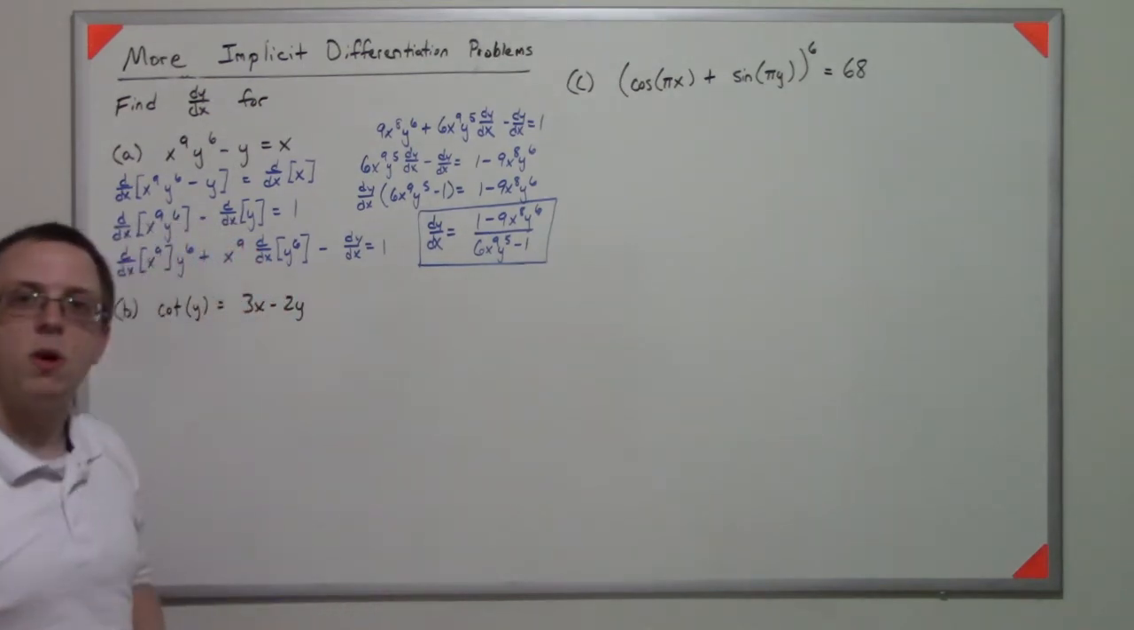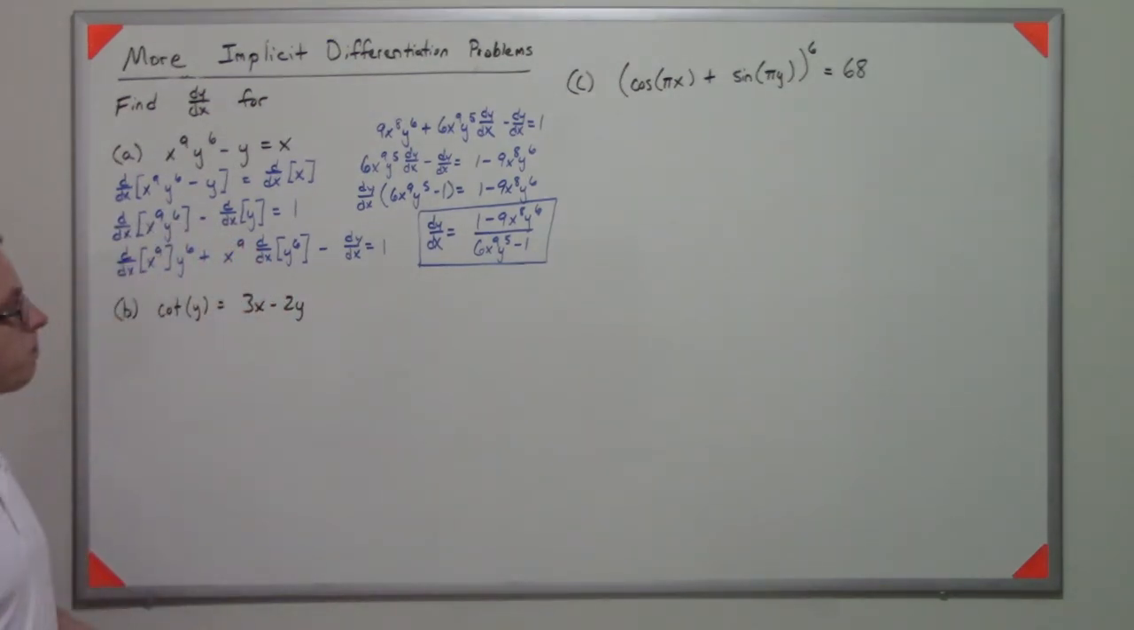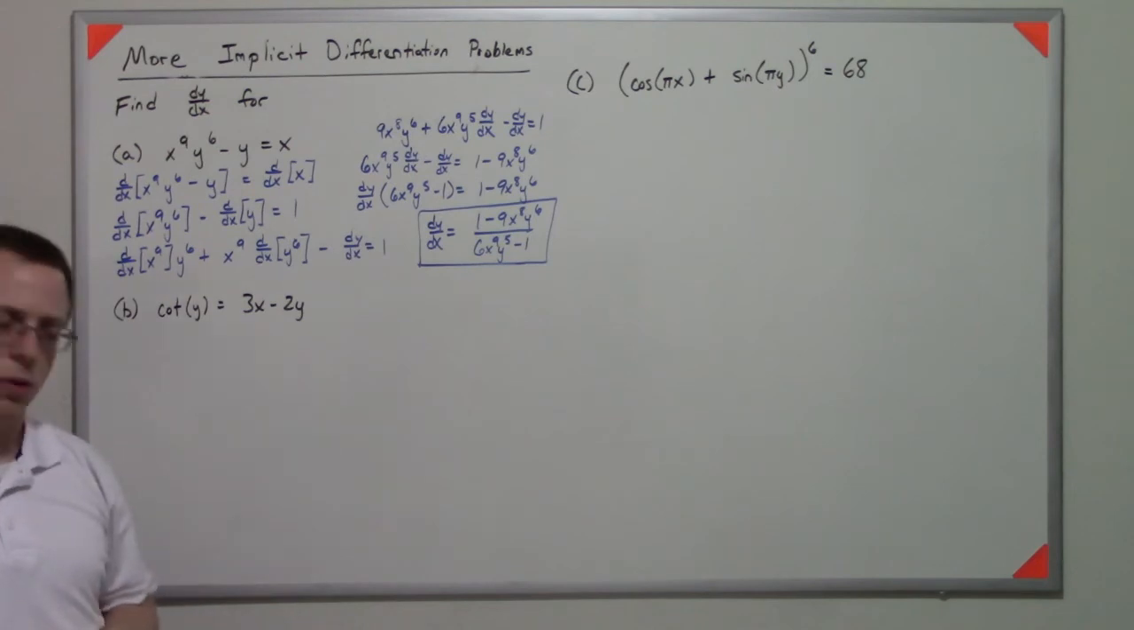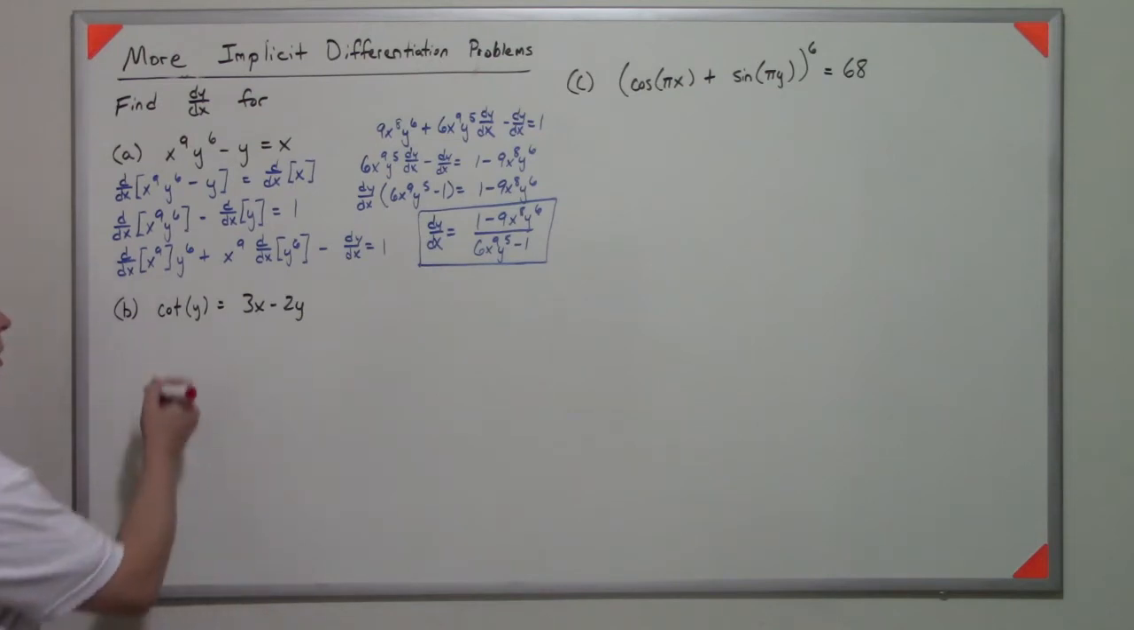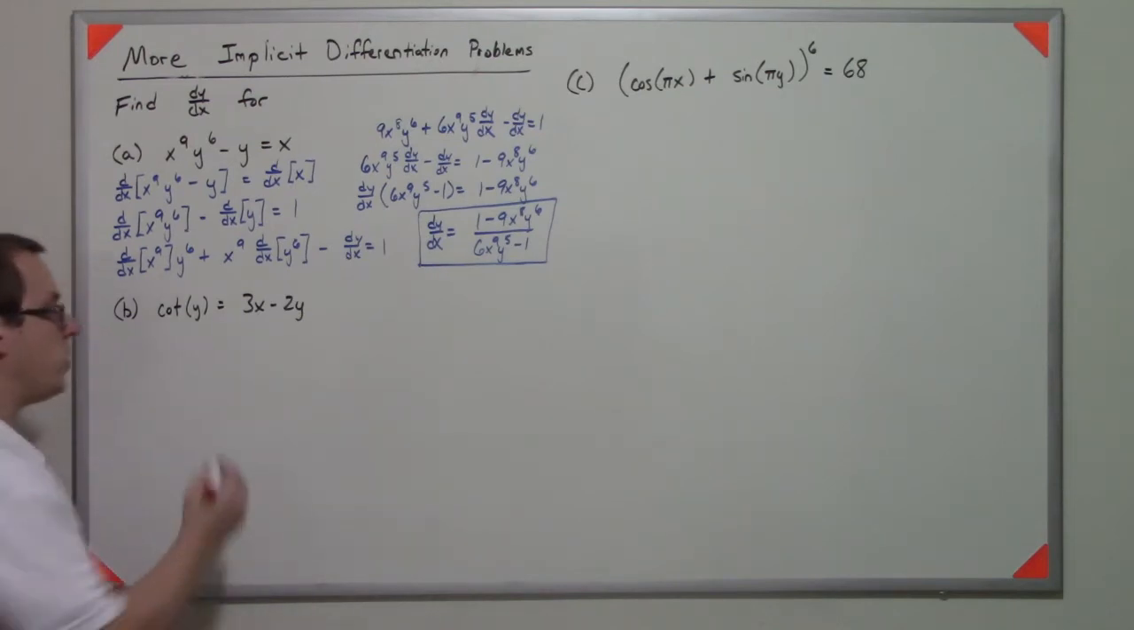So that's how we would solve that particular problem. That was a little too cramped. I apologize for that. The second one, cotangent of y equals 3x minus 2y. So again, we take the derivative of both sides.